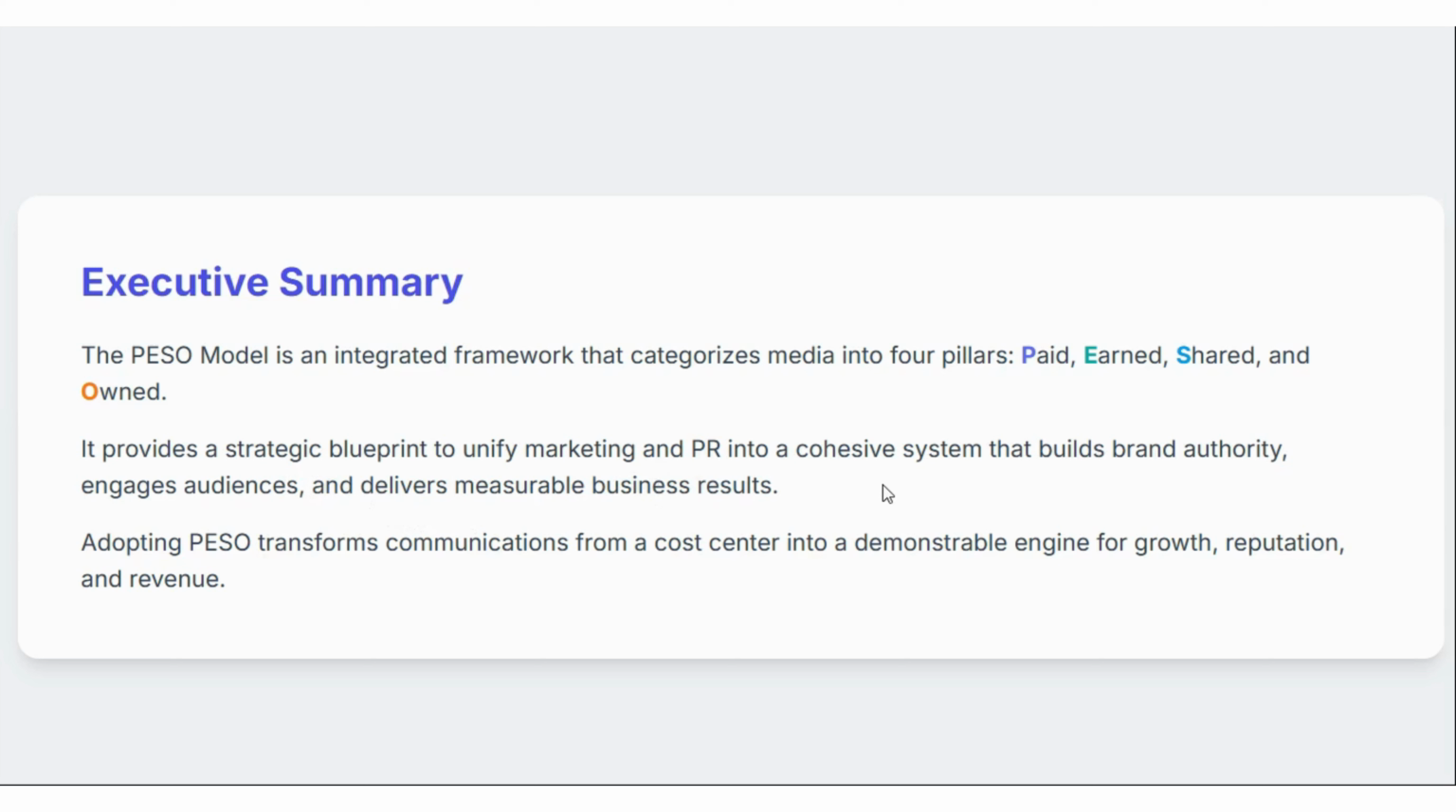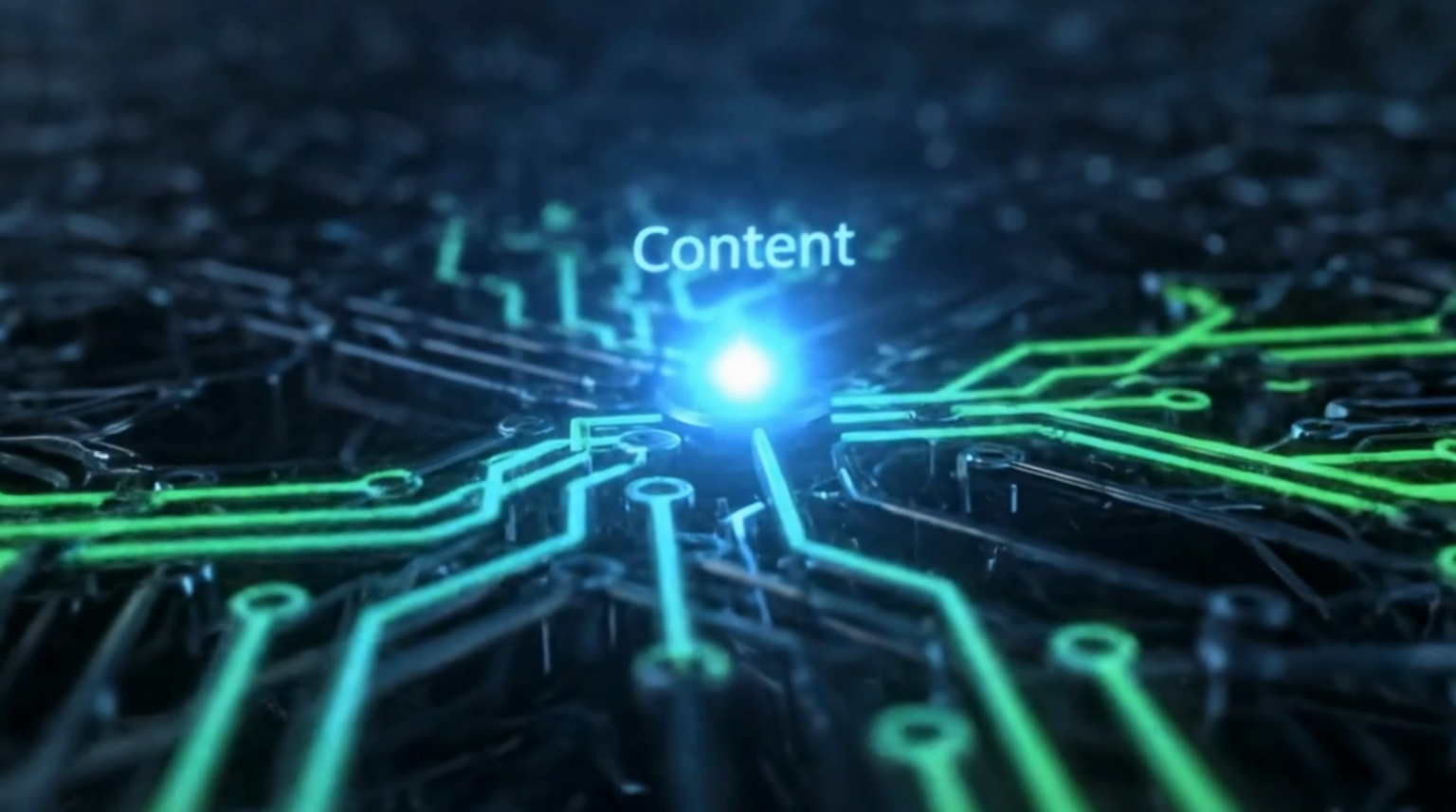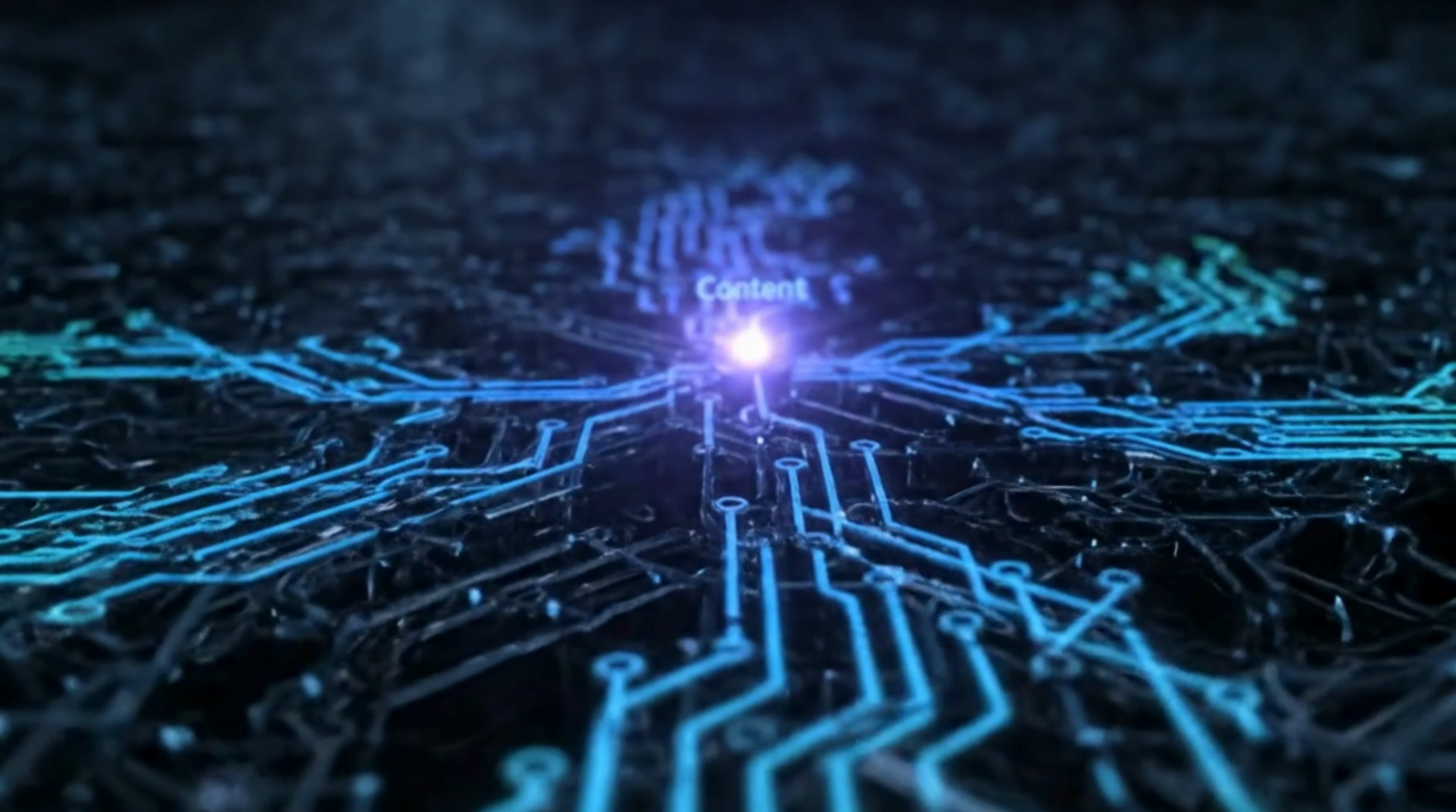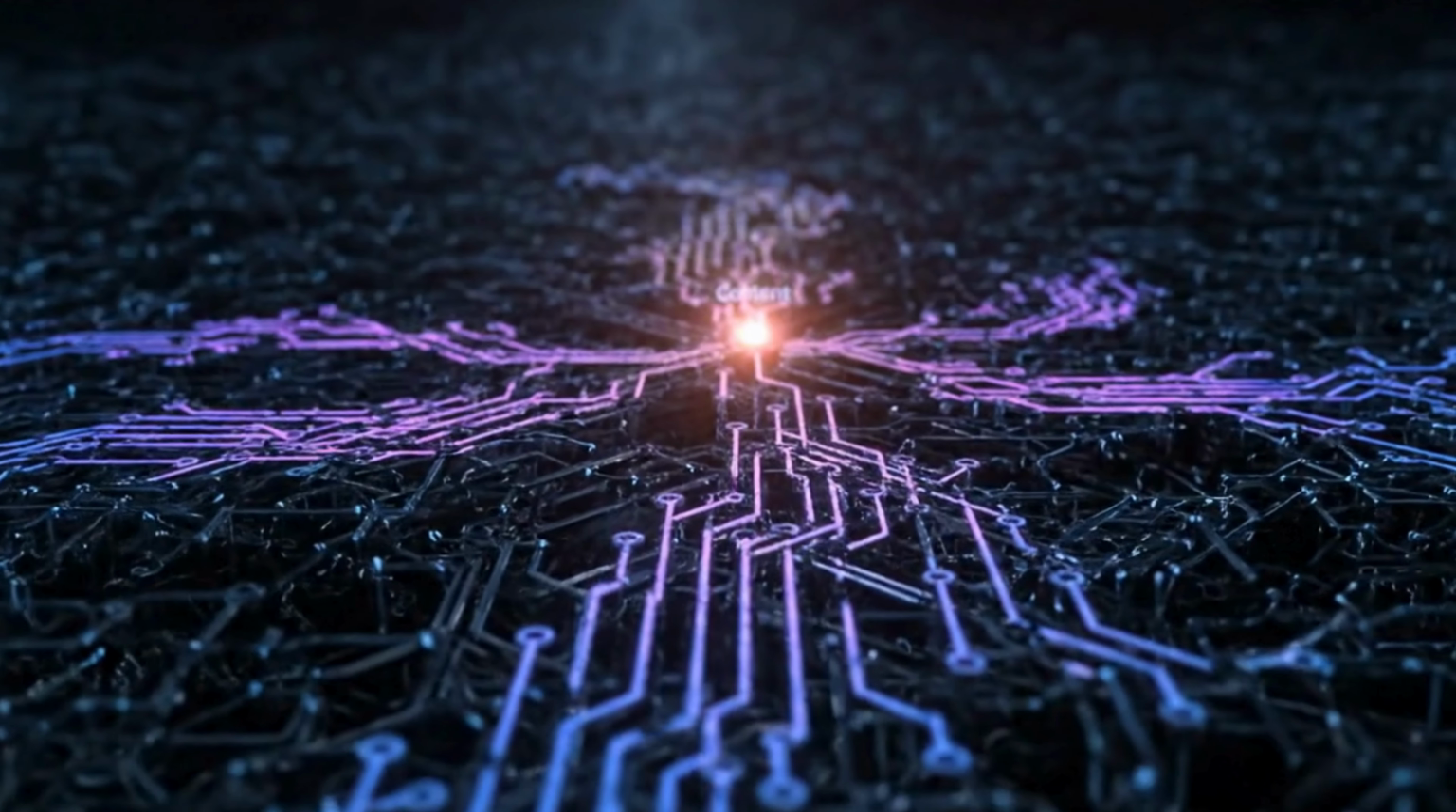And what's the result of this model? It creates a cohesive system that builds brand authority, engages audience, and delivers measurable business results. What we all need these days is measurable results. So what do we get with adopting PESO? It transforms your communications from a cost center into a demonstrable engine for growth, reputation, and revenue.